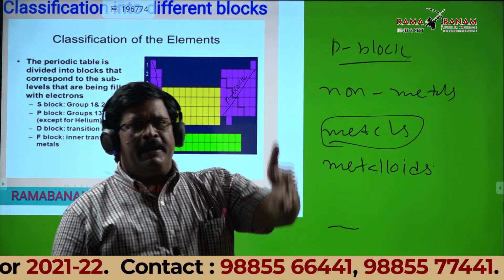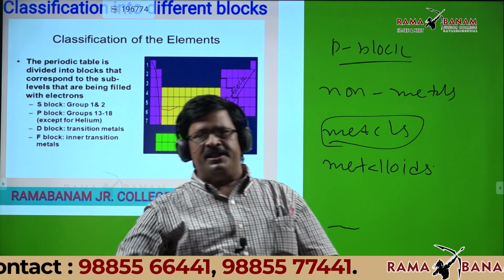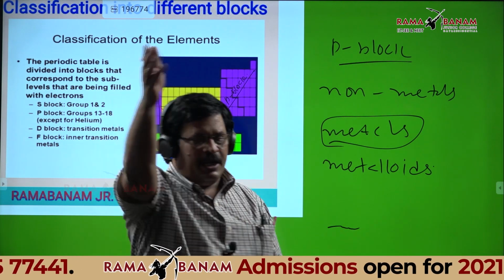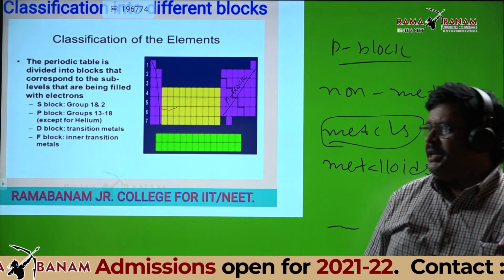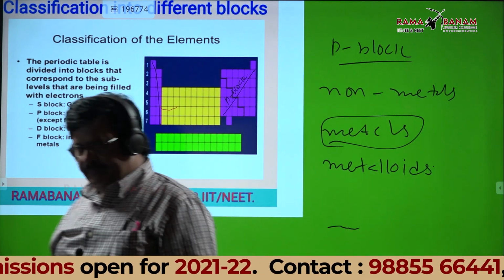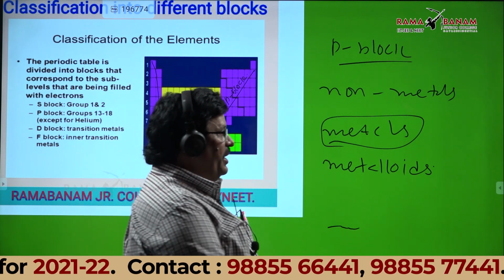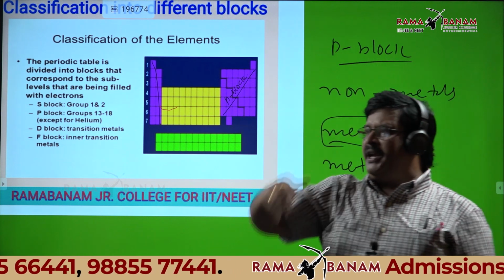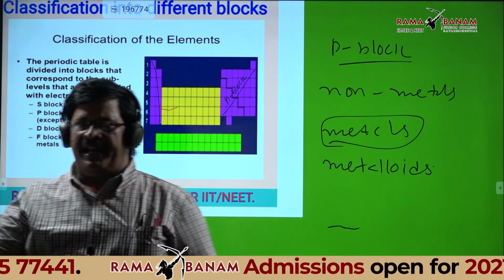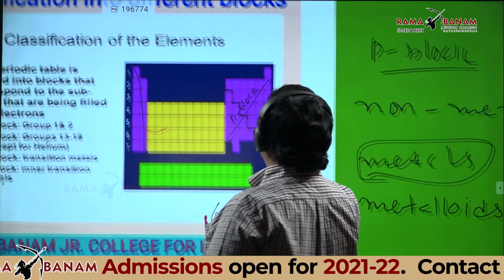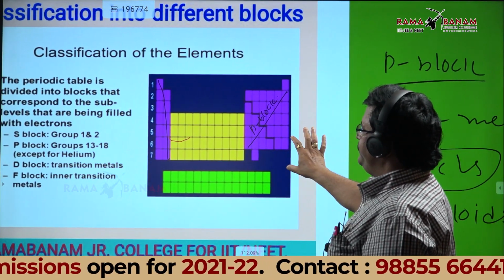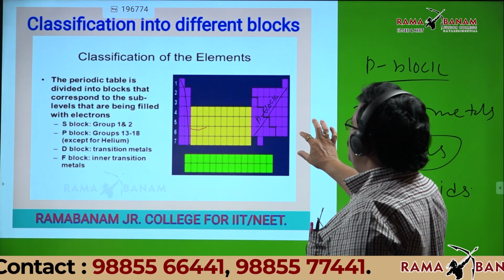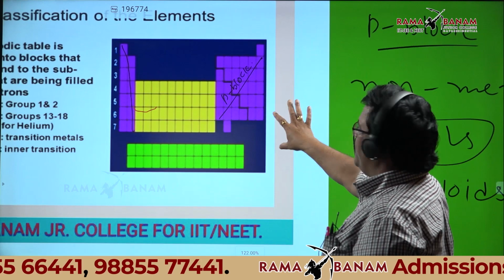So what it means: P block elements enter into chemical reactions either by gaining or by losing or by sharing electrons. Write that point. These elements enter into chemical reactions either by gaining or by losing or by sharing electrons.